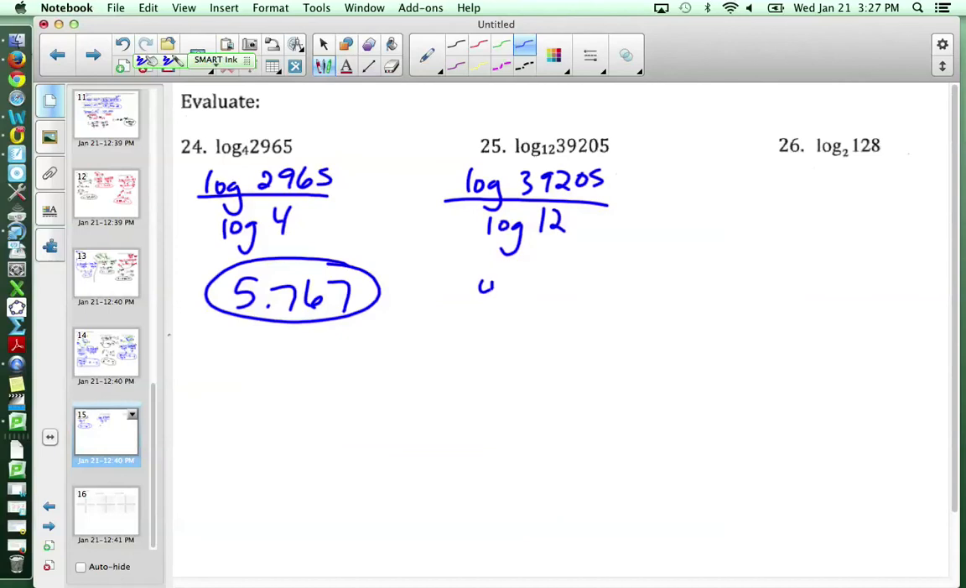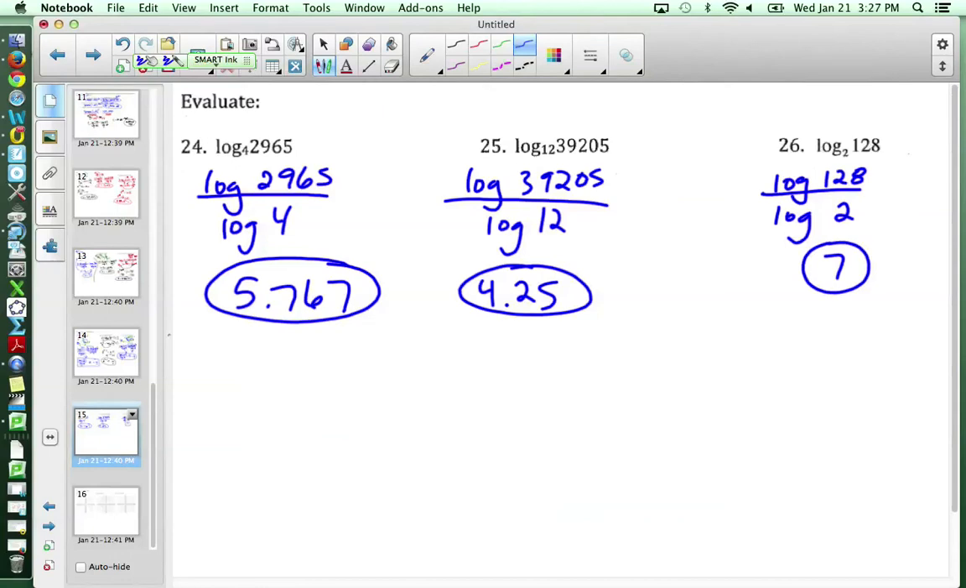And we should get 4.25, I believe. Might be 2.6. I don't remember how it rounds. And then finally, for number 26, the log base 2 of 128. Take the log of 128 divided by the log of 2. And we should get 7 for that answer.